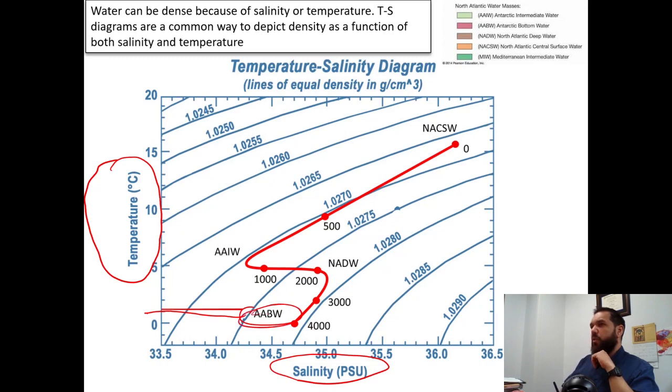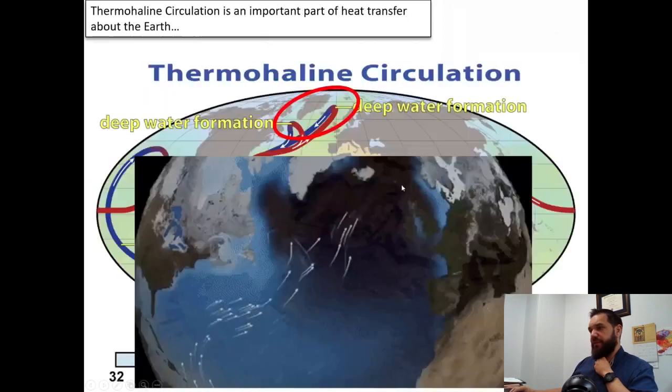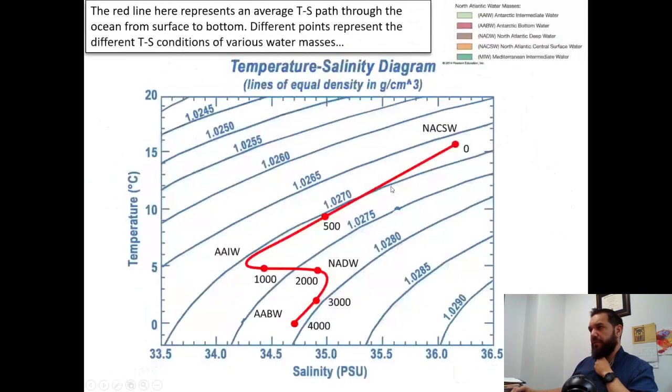So this water can be dense because of salinity or temperature. These kinds of diagrams are a common way to depict density as a function of both salinity and temperature. These parallel contour lines you see right here, I shouldn't call them isobars, they're lines of equal density. One interesting thing I wanted to talk about is that you can get a mixing of two different kinds of water and produce something that is denser. Okay, so I want to show you how that goes.